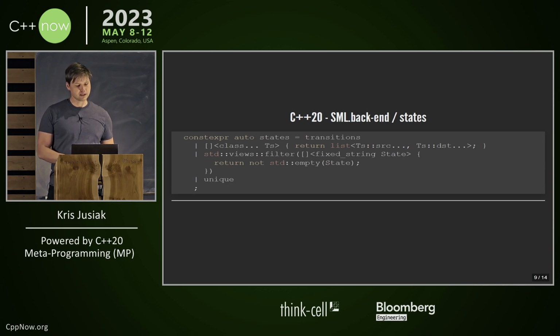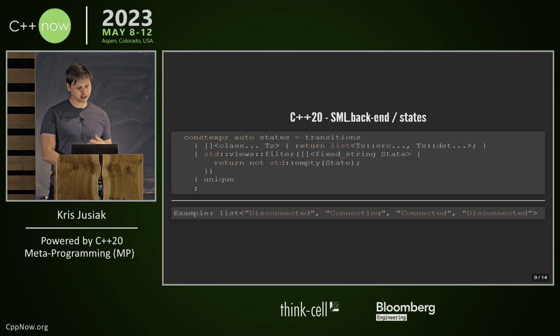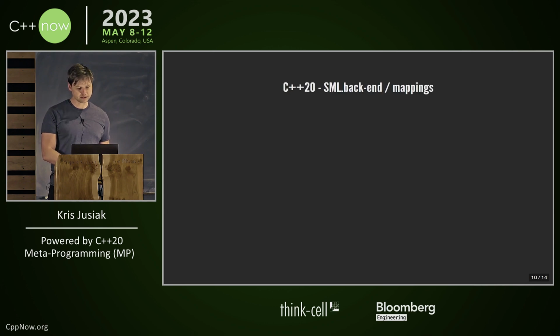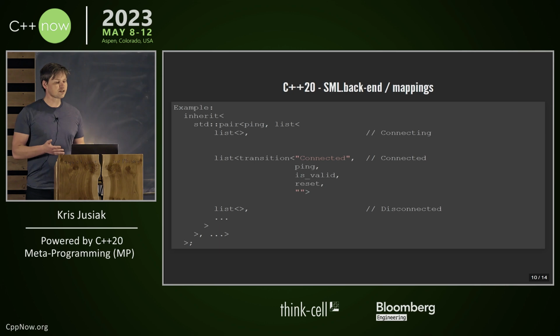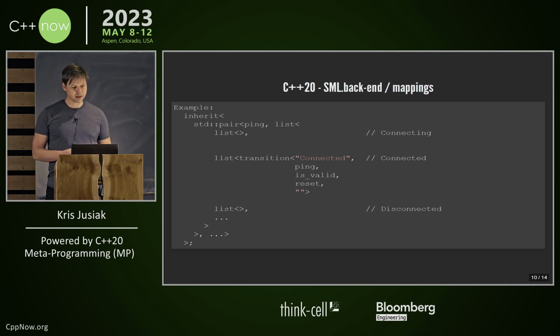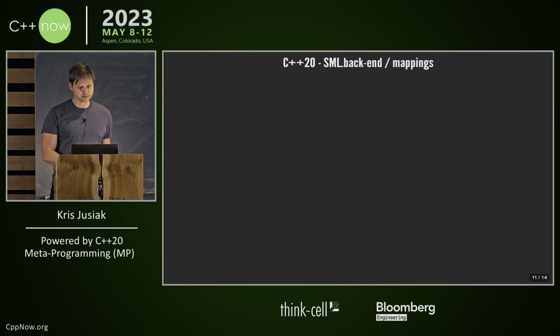Like, not all transitions have the state. And we pass the unique as well. So notice all of that is based on the std ranges as well. So that will give us a list of states with the fixed ones. So then we try to implement the mapping. The mapping will be inherit of the pairs per event, per the list of state, and because we have a lot of states, which will be a runtime thing, to the transition. And there's a lot of transition per state.